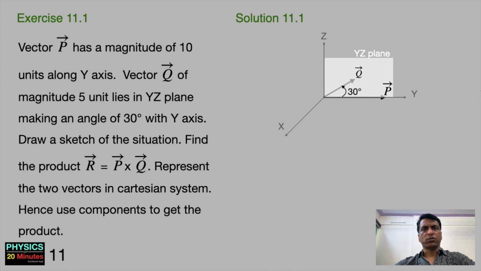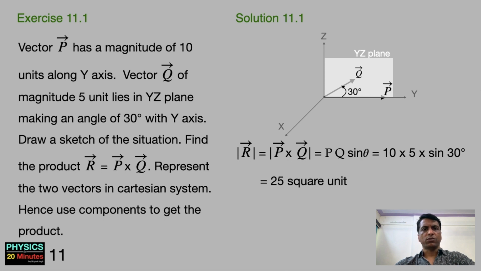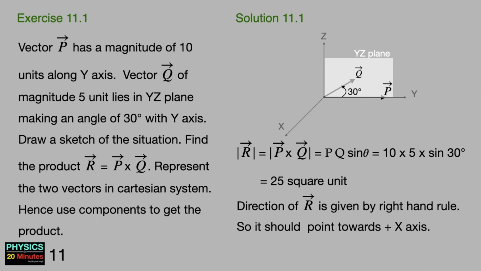Here is my diagram for the situation. X, y and z axes are given. P lies along the y axis. Q lies in yz plane and makes an angle 30 degree with the y axis. The magnitude of the resultant is given by PQ sine theta, which is equal to 10 into 5 into sine 30. If you put the values, you get 25 square units. The direction of the resultant is given by the right hand rule. If you curl the right hand fingers from P to Q and stretch the thumb out, then the thumb will point along the x-axis, and therefore the resultant R is given as 25 i cap.